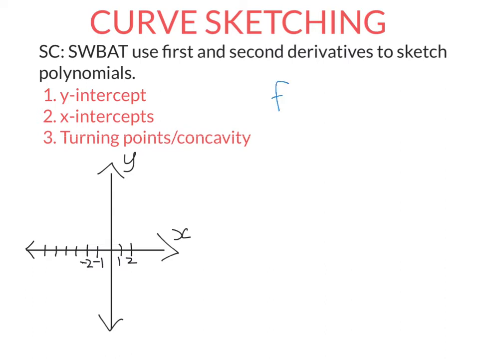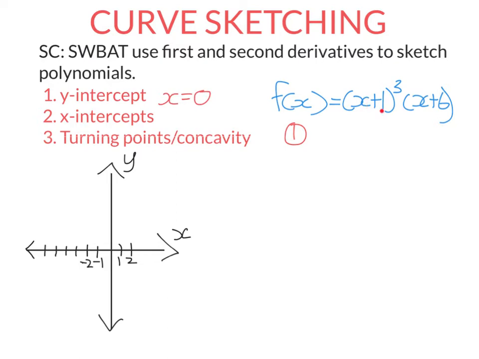So let's go ahead and graph f(x) equals, and I'll put this in factorized form, (x + 1) cubed times (x + 6). So this will be a quartic. So our first step is to identify the y-intercept. Well, that's easy. You just let x equal 0 for that. So if I let x equal 0 in this expression here, I get 1 cubed times 6. I get y equals 6. So the y-intercept is 6.